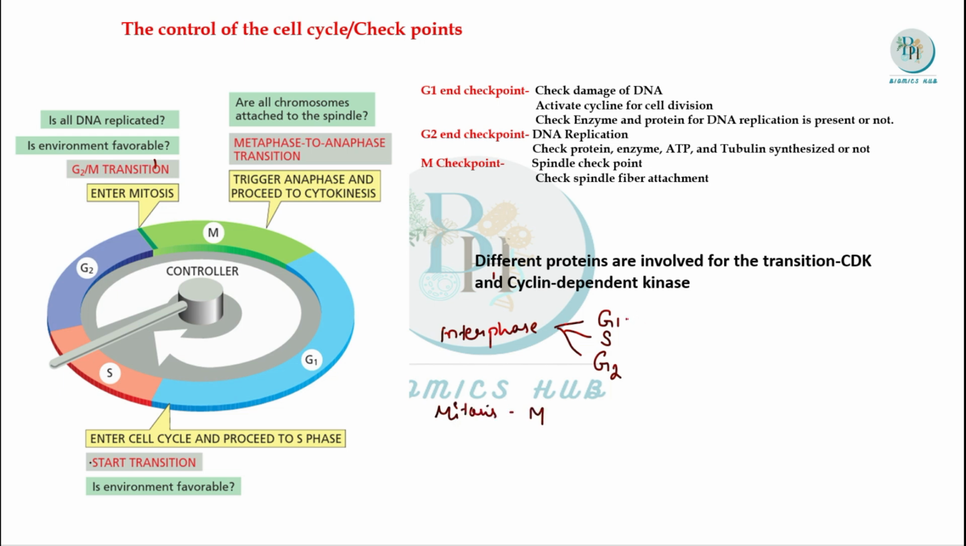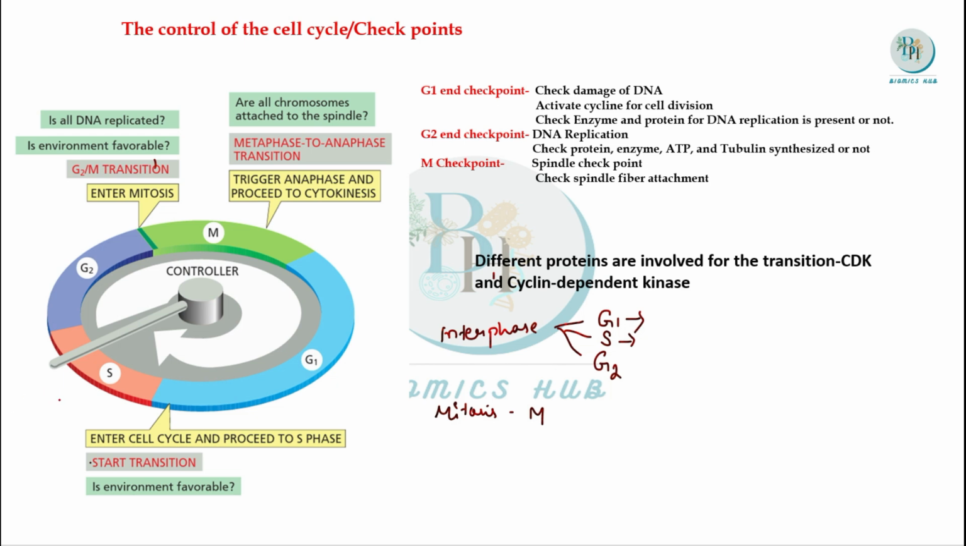So what happens in the G1 phase? In the G1 phase, the cell is ready for growth. That means growth is taking place here, and the cell will enlarge itself. As well as whatever is required in the S phase is synthesized. Whatever proteins are required in the S phase are produced in the G1 phase. But the proteins are in the inactive state. When the cell enters the S phase, only then will the proteins be activated.